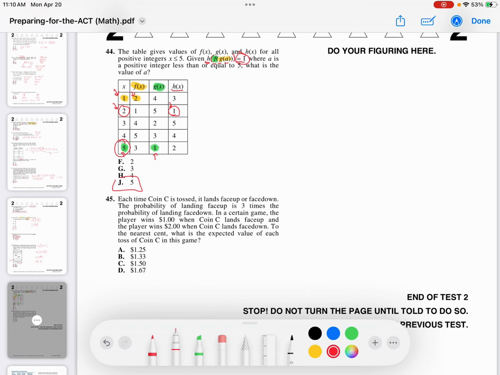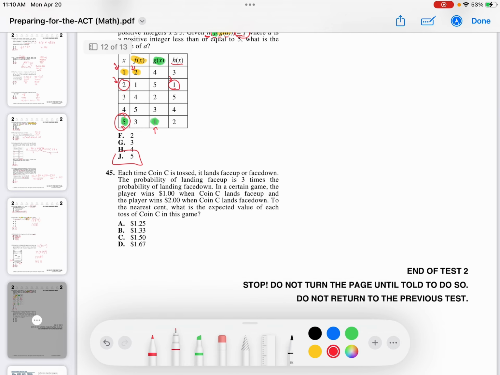Number 45. Each time Quincy is tossed, it lands face up or face down. The probability of landing face up is 3 times the probability of landing face down. And a certain game player wins $1 when Quincy lands face up, and the player wins $2 when Quincy lands face down. So let's see. Face up is 3 times as likely.